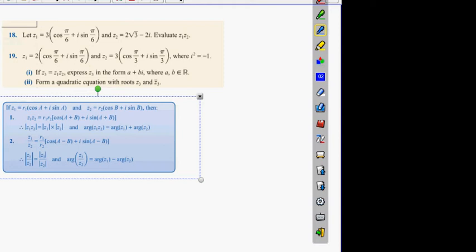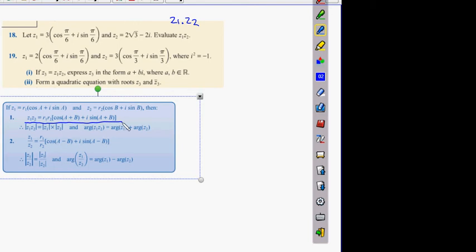Question 18. Set 1 is 3 times cos pi over 6 plus i sin pi over 6. Set 2 is 2 root 3 minus 2i. Evaluate set 1 multiplied by set 2. We're currently in a chapter all about multiplying complex numbers using this formula to find out what set 1 multiplied by set 2 is.